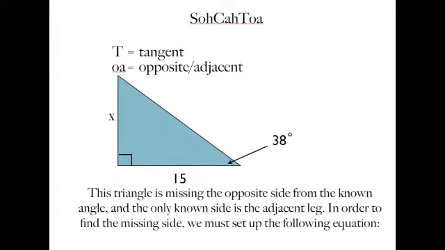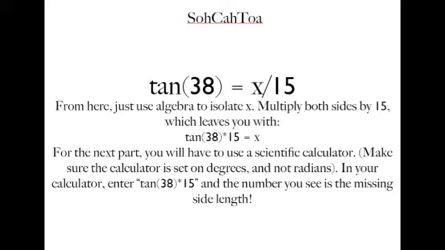Finally, let's do a tangent example. This triangle is missing the opposite side from the known angle, and the only known side is the adjacent leg. In order to find the missing side, we must set up the following equation. Tan of 38, which is the known angle, equals the unknown opposite side divided by 15, which is the adjacent side. From here, just use algebra to isolate x like we did with the other examples. Multiply both sides by 15, which leaves you with tan of 38 times 15 equals x.